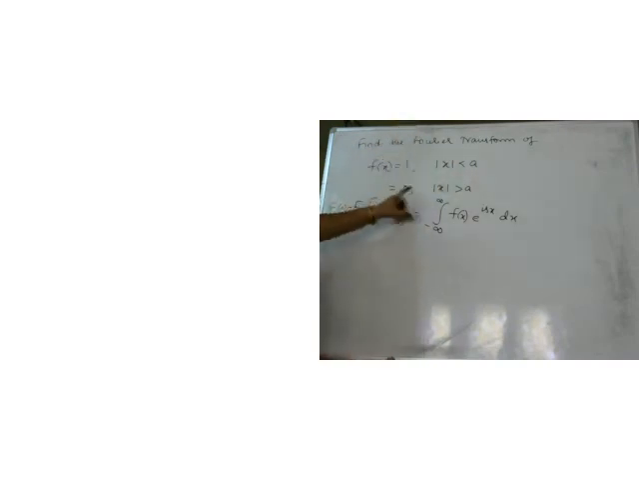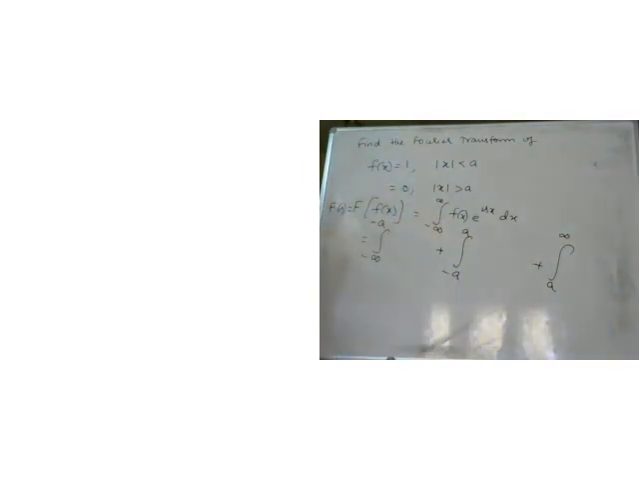What is the Fourier transform formula we have seen? The Fourier transform of f of x, which we have written as capital F of s, is the integral from minus infinity to infinity of f of x e to the power of isx dx. What is the meaning of mod x less than a? From minus a to a, the function is taking 1. From minus infinity to minus a and from a to infinity, the function is taking 0.